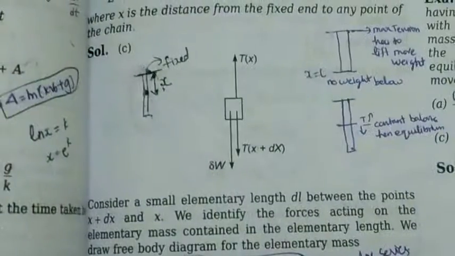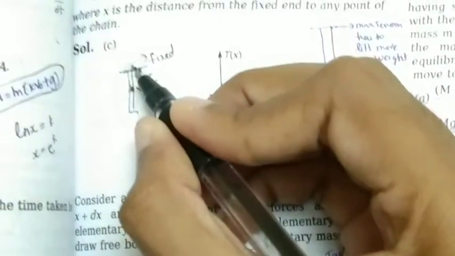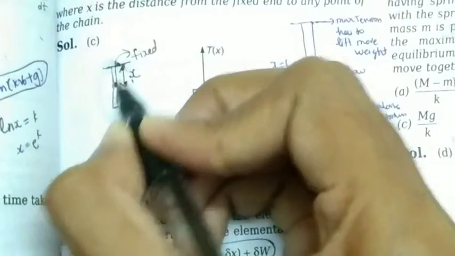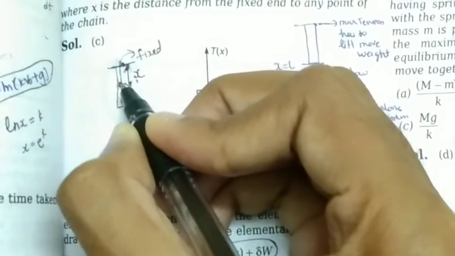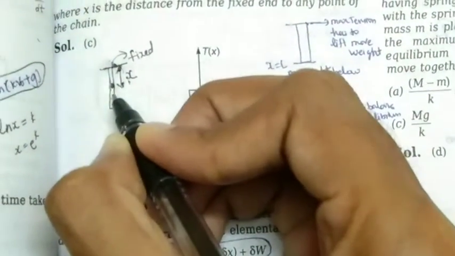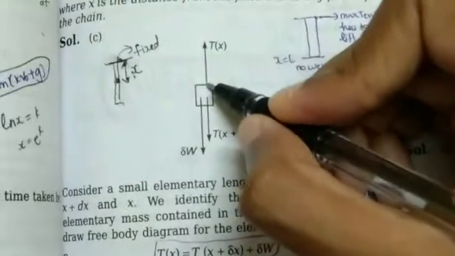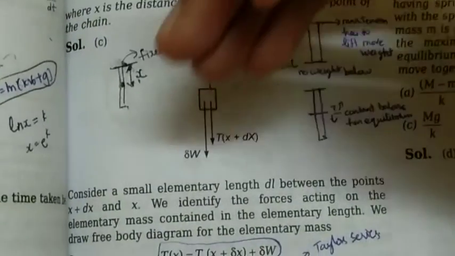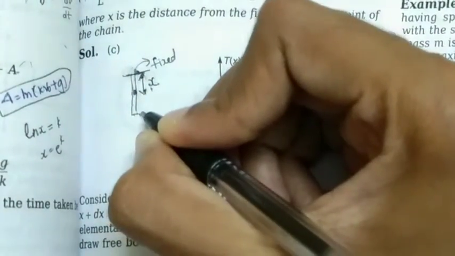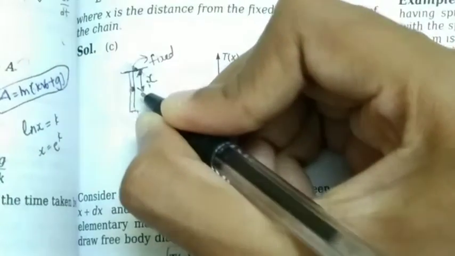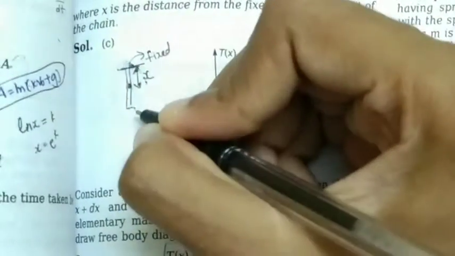From here, the distance to any point on the chain is nothing but x. So from here to this point is x. If we go down still more, that is nothing but x plus dx. That's why we have T of x at this point, and at this point T of x plus dx, because x goes on increasing as we go from top to bottom. So from here to here x would be L. So it goes on increasing as we move down the length of this chain.